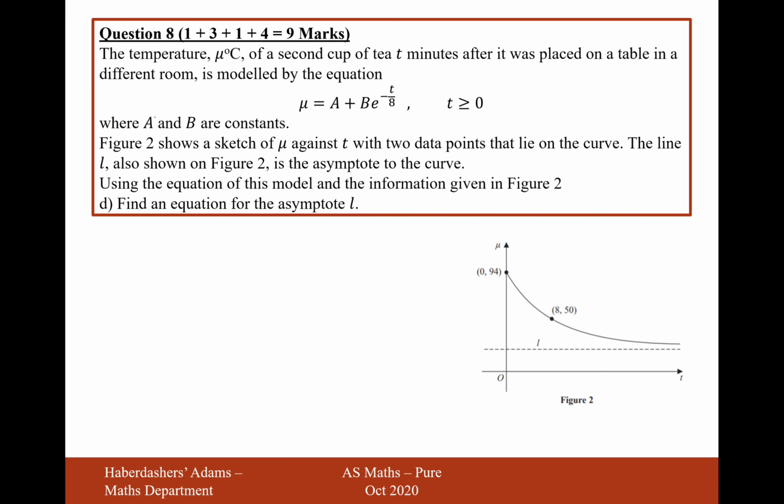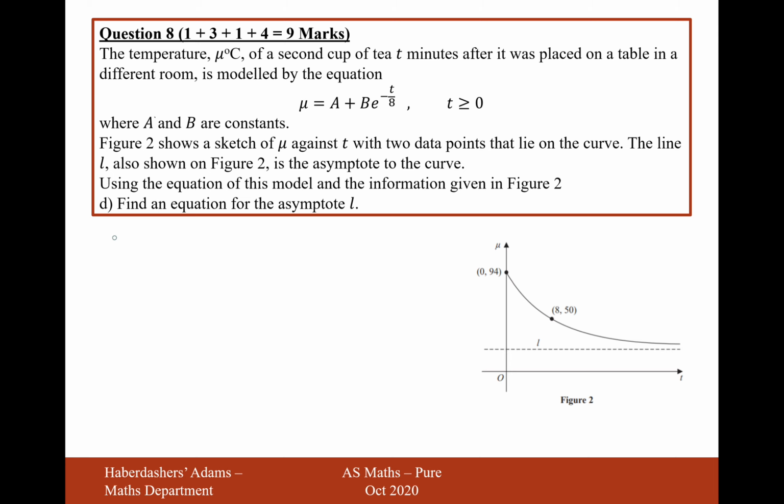Okay, let's move on to part D now. So figure 2 shows a sketch of, let's start from the beginning. The temperature μ degrees Celsius of a second cup of tea, t minutes after it was placed on the table in a different room, is modelled by the equation of this expression here, where a and b are constants. Figure 2 shows a sketch of μ against t with two data points that lie on the curve. The line L, given in figure 2, is an asymptote to the curve. Using the equation of this model and the information given in figure 2, find the equation of the asymptote L.